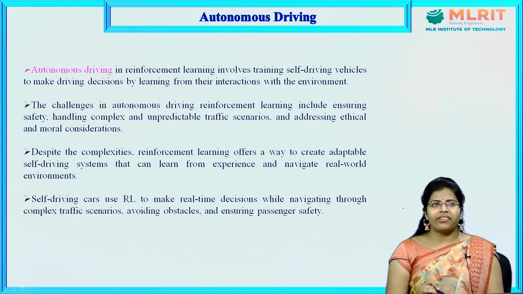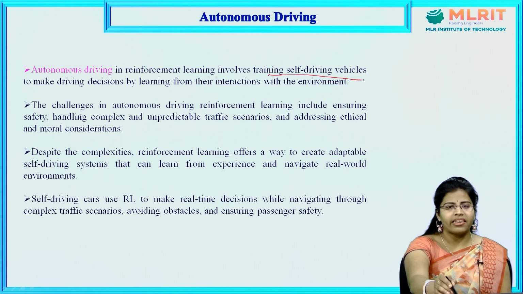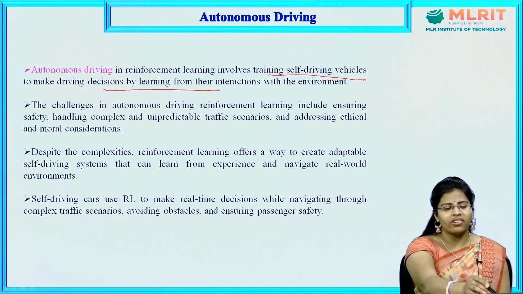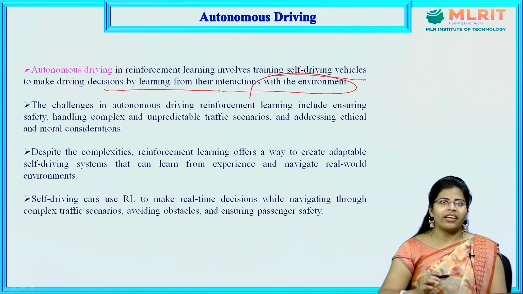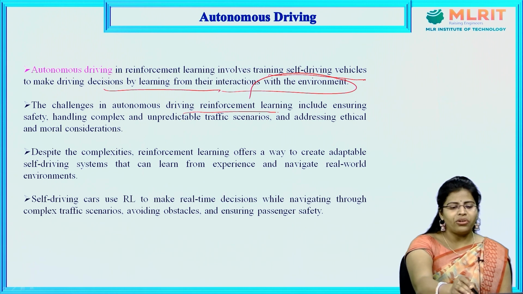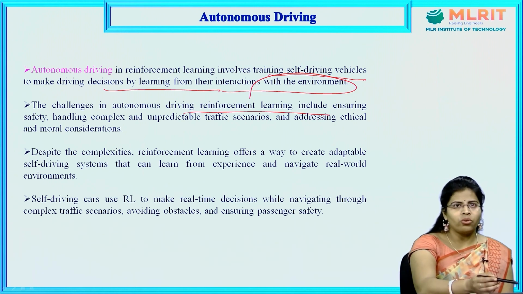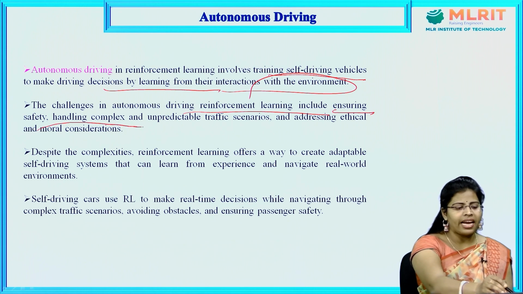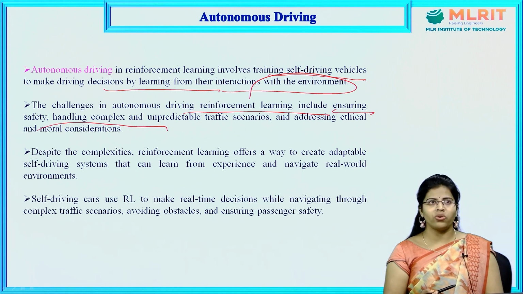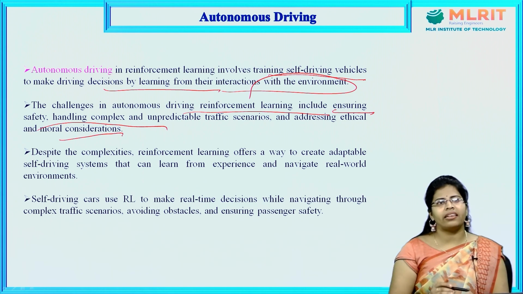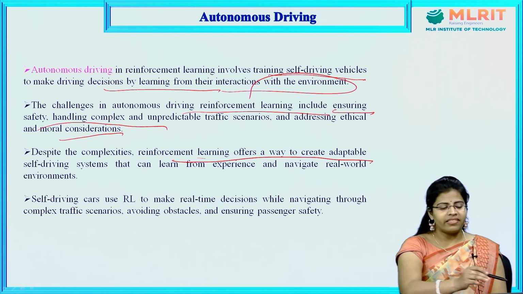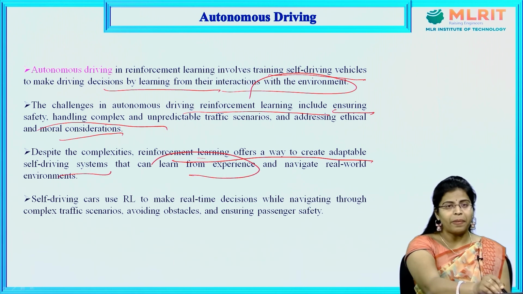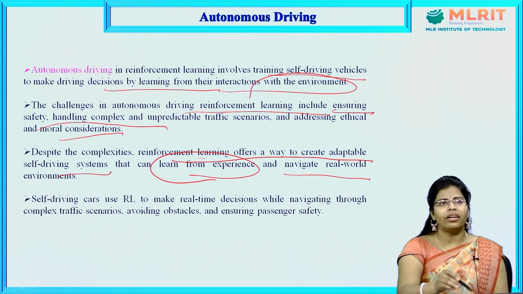Next real-time application is autonomous driving. Autonomous driving in reinforcement learning involves training self-driving vehicles by taking decisions, learning from their interactions with the environment. Nowadays autonomous driving has become popular, and it is going to use reinforcement learning. It has to handle safety, complex and unpredictable traffic scenarios, and address ethical and moral considerations. Reinforcement learning offers a way to create adaptable self-driving systems that can learn from experience and navigate real-world environments.